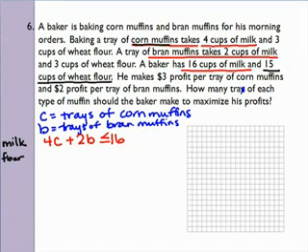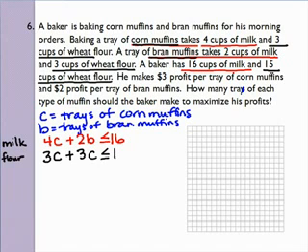Okay, now let's take a look at the flour. The corn muffins take 3 cups of flour, so for every tray of corn muffins, we need 3 cups of flour, and the bran muffins also take 3 cups of flour, so 3B. And we only have 15 cups of flour, so less than or equal to 15.